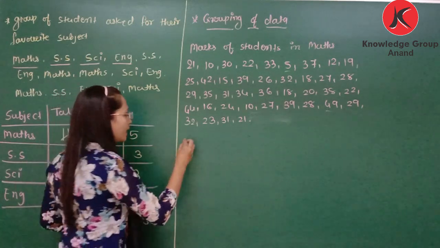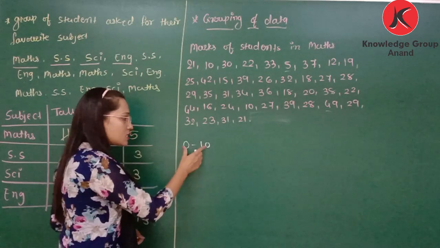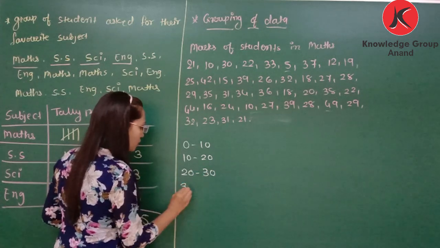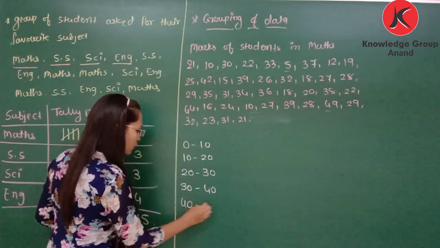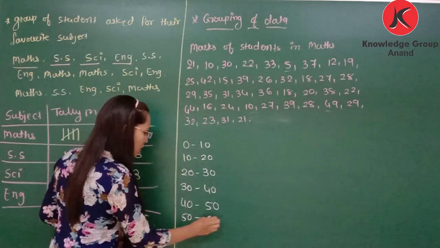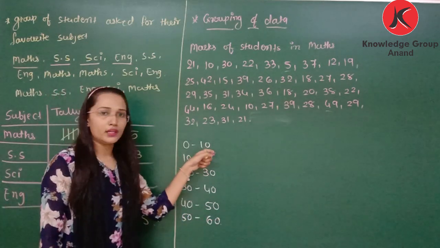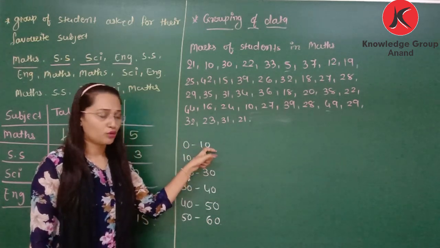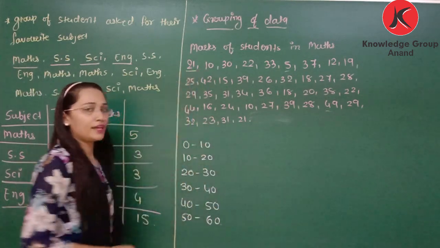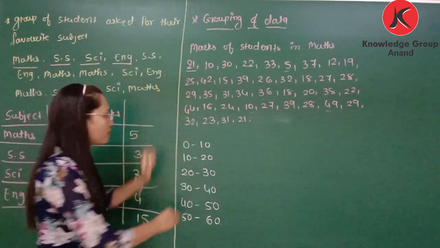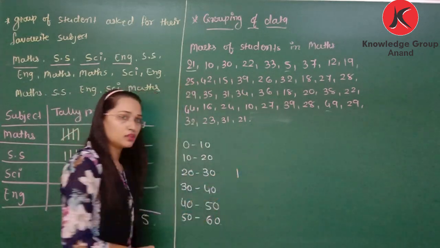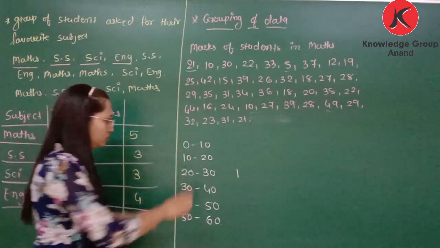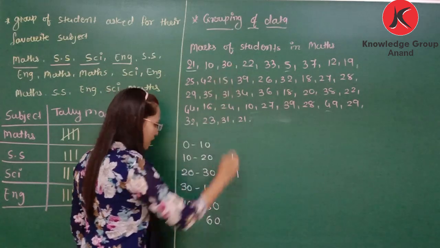So let's start. Here we can write 0 to 10. So that is one group. Then 10 to 20, 20 to 30, 30 to 40, 40 to 50, 50 to 60. Now, in this 0 to 10, 0 is the lower class limit and 10 is the upper class limit. Now, 21. The first number is 21. So we will represent it between 20 to 30. Here you need to consider the lower class limit. Now 30 will be here.